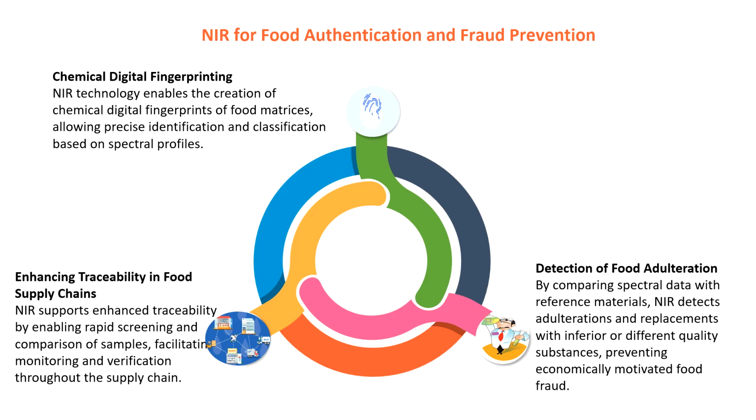And it also helps in the detection of food adulteration. By comparing spectral data with reference materials, NIR detects adulterations and replacements with inferior or different quality substances, preventing economically motivated food fraud.